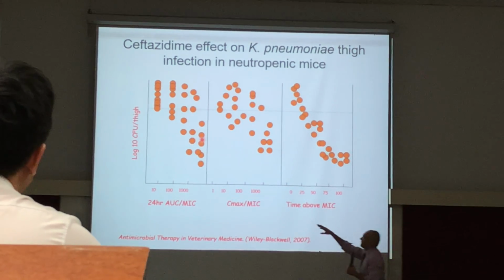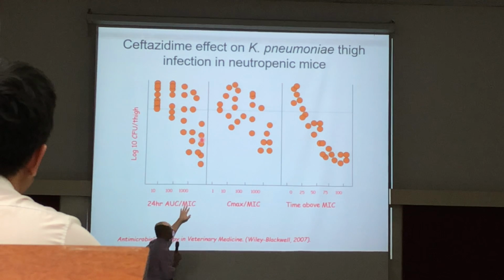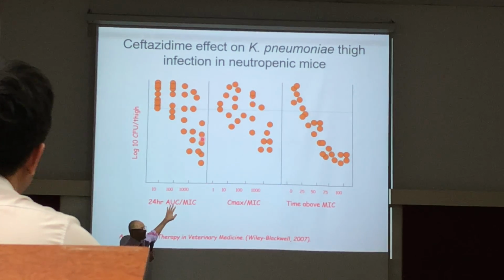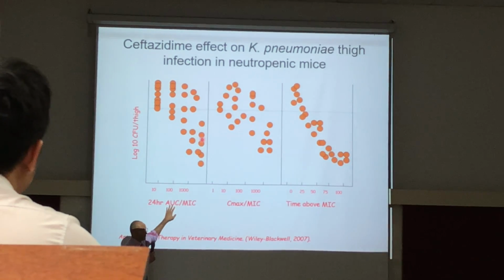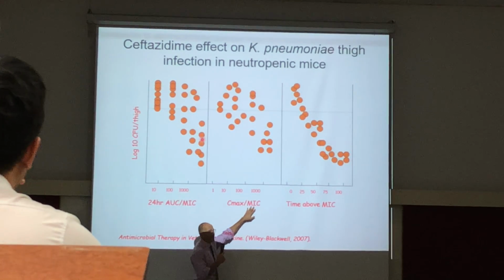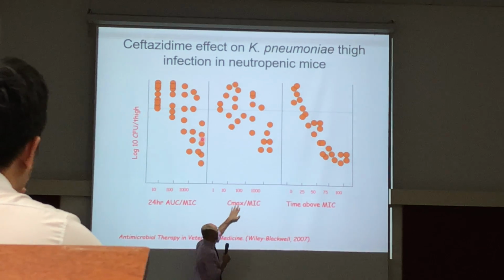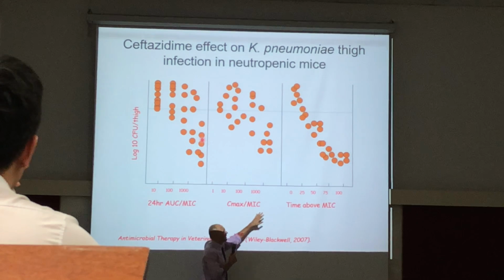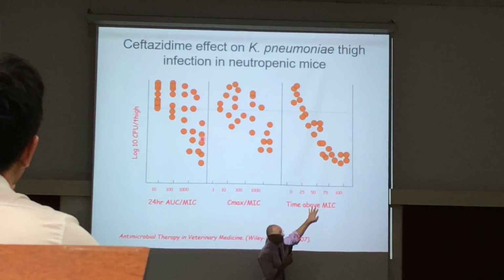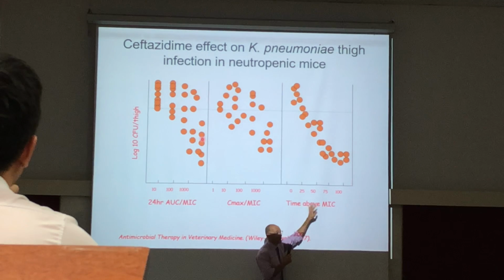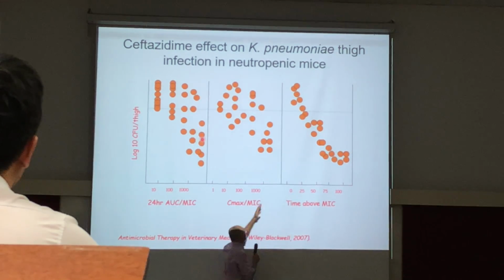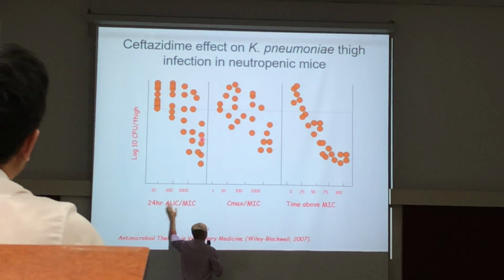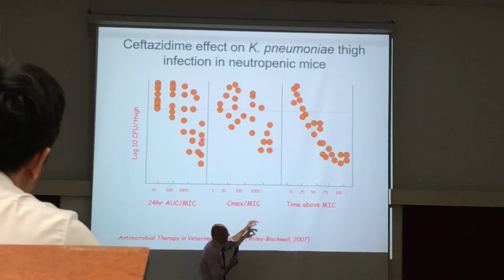Look here. It means the MIC is always the same. What should I do if I want to increase the AUC? I have to increase the dose of the drug, right? The same here. The MIC is always the same, it's a fixed parameter. If I want to increase the Cmax, I have to increase the dose of the drug, and here as well, I have to increase the dose of the drug if I want to increase the time above the MIC. So, in all 3 cases, if I want to move from the left to the right, I have to increase the dose of the drug.